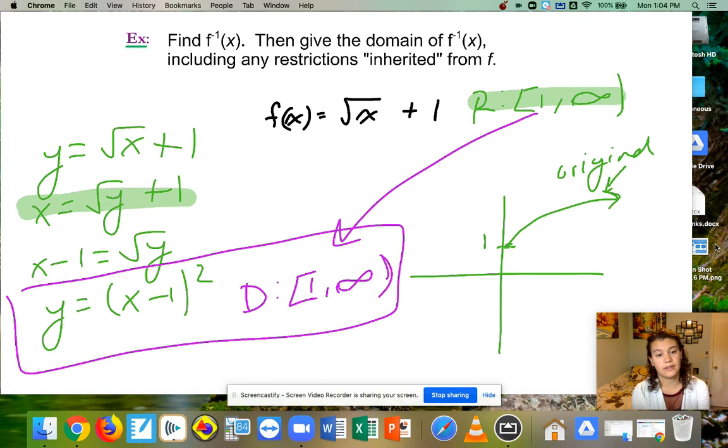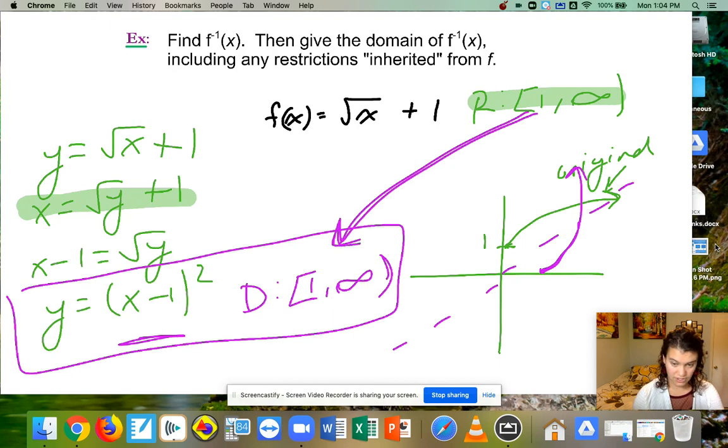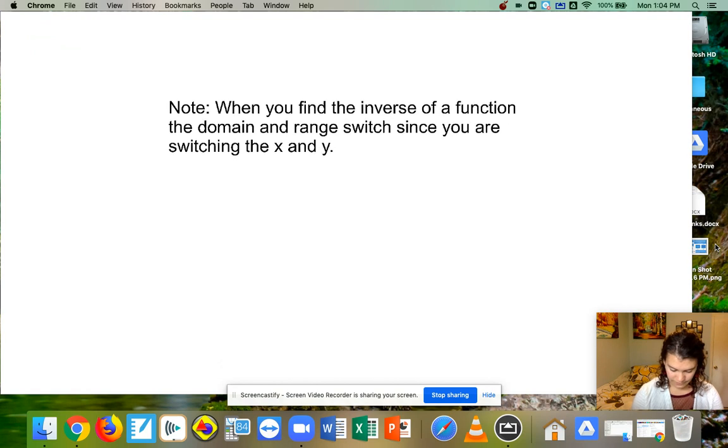Because just looking at the inverse, it looks like you could plug in anything, but we want to take our original graph over the line y equals x. If I sketch in y equals x over here and we reflect this, we get this function here. So you can only get half the parabola of this instead of the whole thing. So our domain comes from the range of the original. So that's what this note is. So when you switch or find the inverse, the domain and range switch since you're also switching x and y.